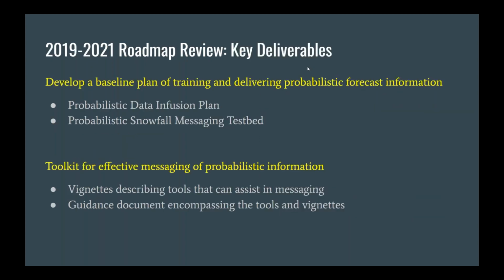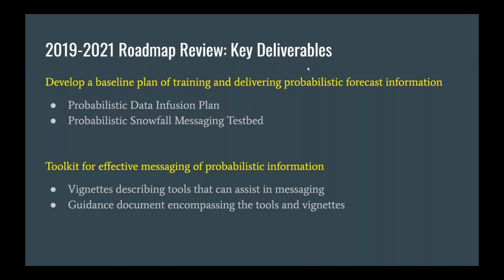All right, thanks, Randy, and good morning, everyone. One of the things with this presentation is that we want to make sure we're always keeping our Central Region roadmap in mind. If you go back to the roadmap, there are a couple of deliverables in there. The first is developing a baseline plan of training and delivering probabilistic forecast information. A lot of the tools you hear described today go into that format.